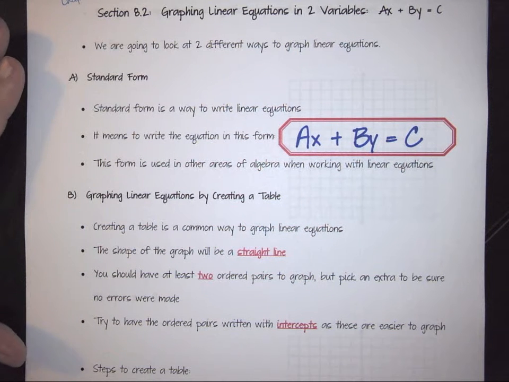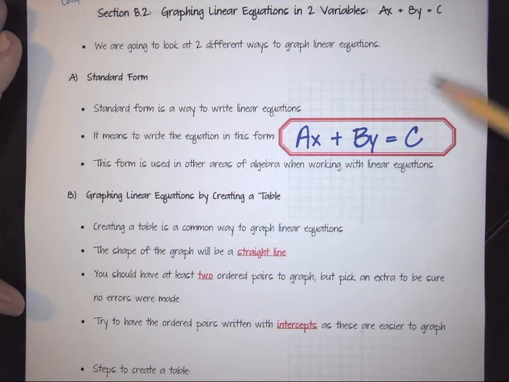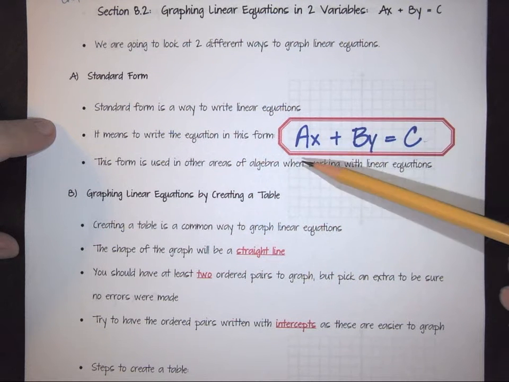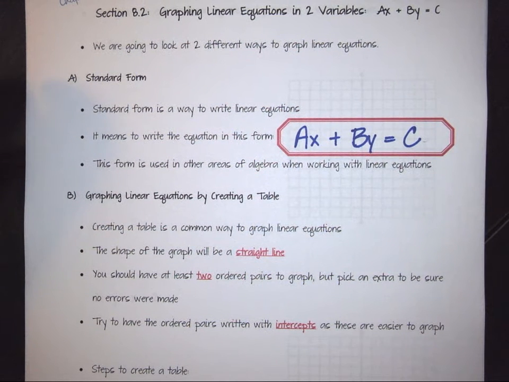Here we're going to look specifically at what's called standard form. Now, standard form is a linear equation form that has the formula ax plus by equals c, where the parts of the formula that change are a, b, and c. Those are the coefficients.